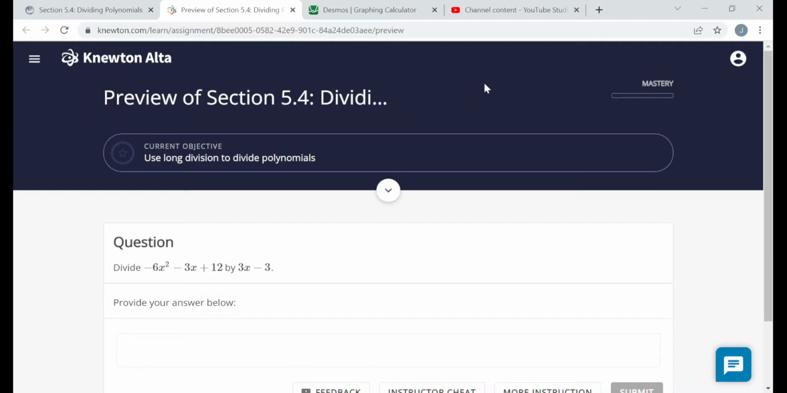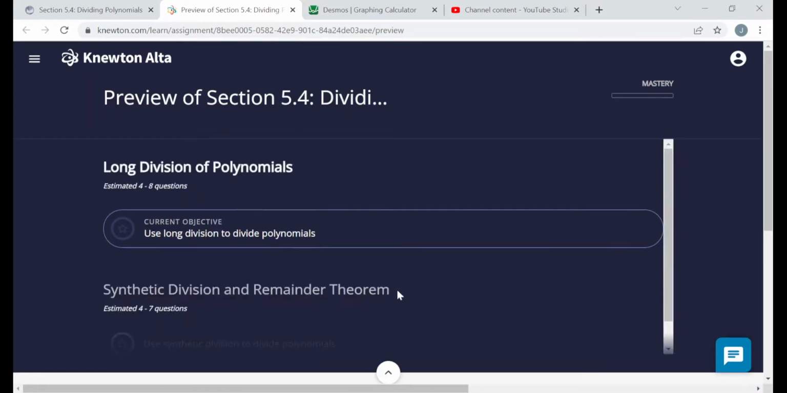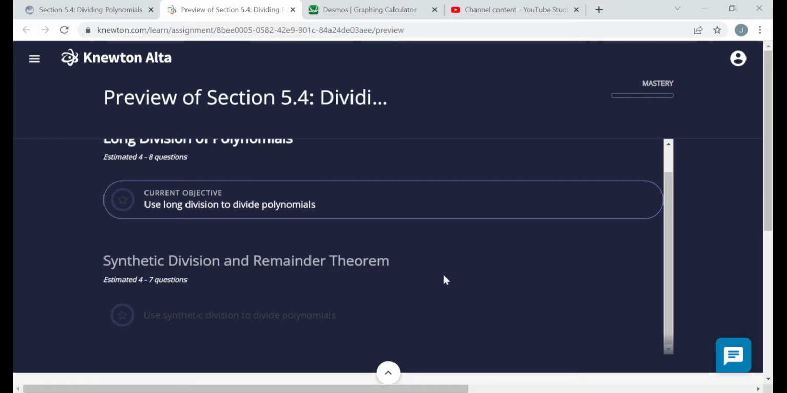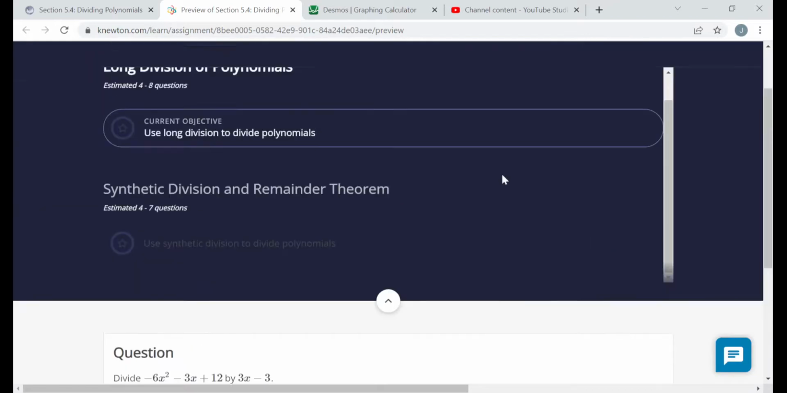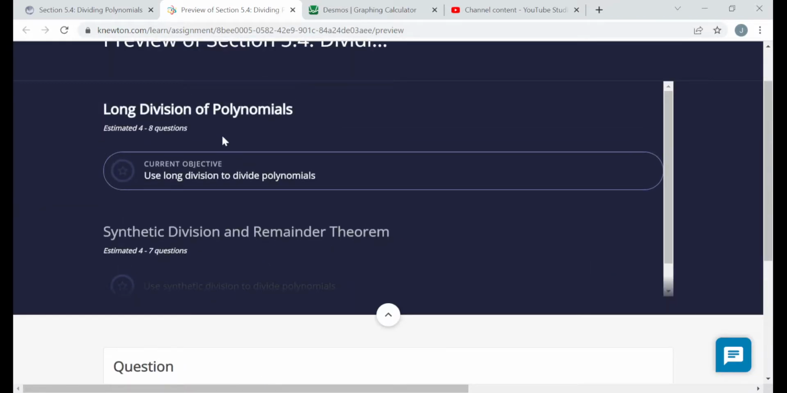Alright, so here's your assignment page. You should have your title, mastery bar. You should see the objectives. Looks like there are two objectives broken up into two different sections here. So it looks like we'll get 4 in a row from this and all the rest from this.